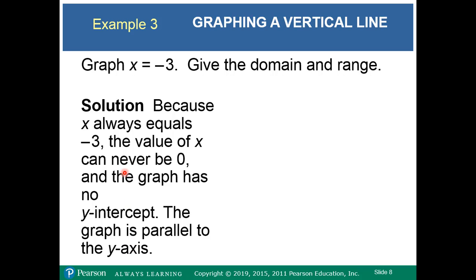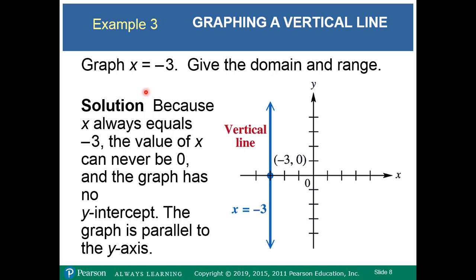If x can never be 0, right? We're talking about linear functions, and this is a linear function. Then we're talking about a line that is parallel to the y-axis, so it has to be vertical. And so in this case we have a vertical line, and the x-intercept is negative 3, 0.